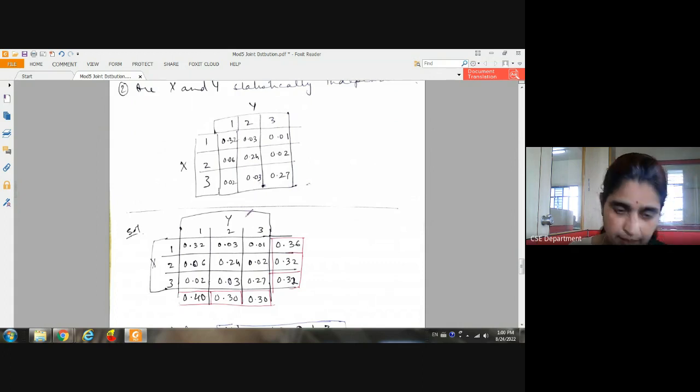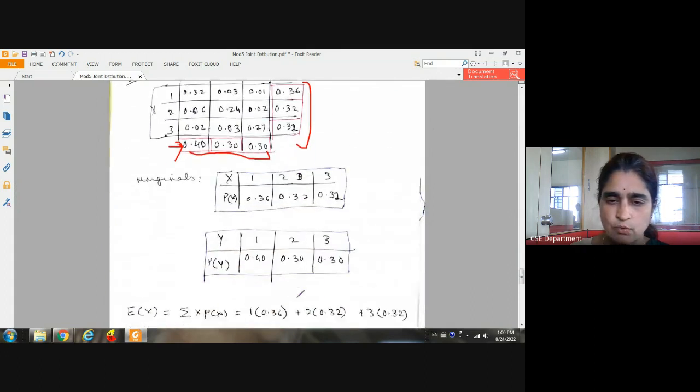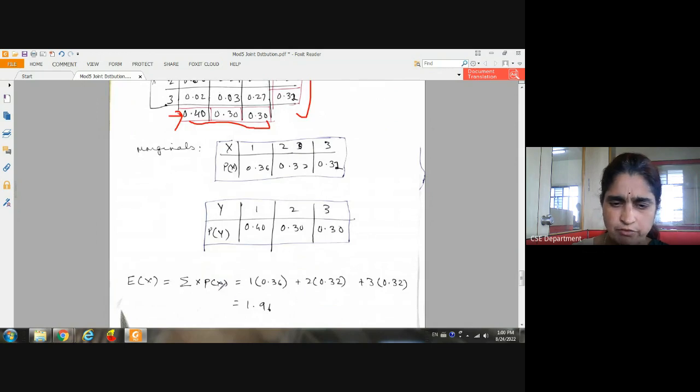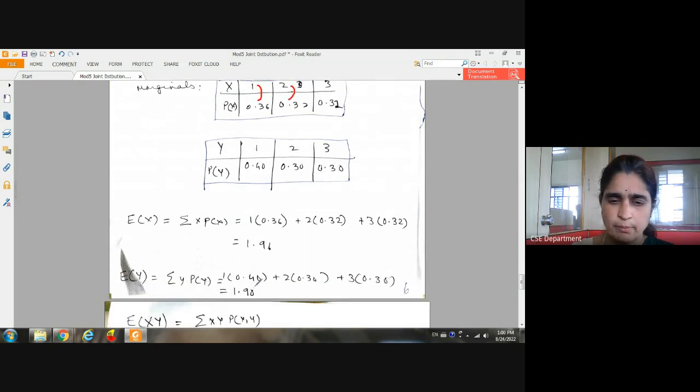Look, it comes like this. These are the marginals for y. Y takes values 1, 2, 3. This is the marginal distribution of y. This sum is the marginal distribution of x. So these are the marginals of x and y. Now expectation of x, how do you do it? 1 into 0.36 plus 2 into 0.32, and so on. It comes to 1.96. Next, marginal of y is 1 into 0.04, and so on. That will come to 1.90.